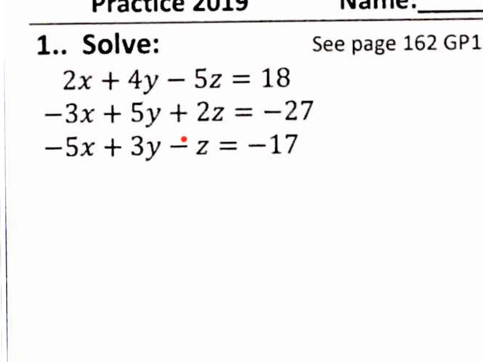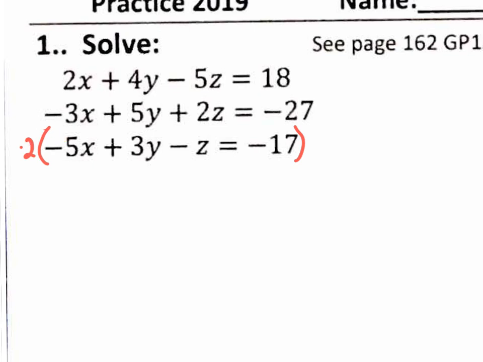I want to multiply this negative z by 2. That way it'll eliminate with this positive 2. So let's do this. Let's put parentheses around the bottom one, and let's put times 2. We don't even need parentheses around the middle one because we're not going to do anything to the middle one. So the bottom one we're going to multiply by 2, and let's do that.